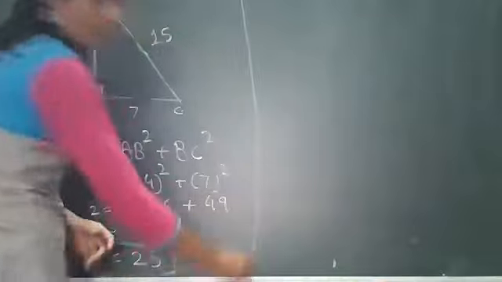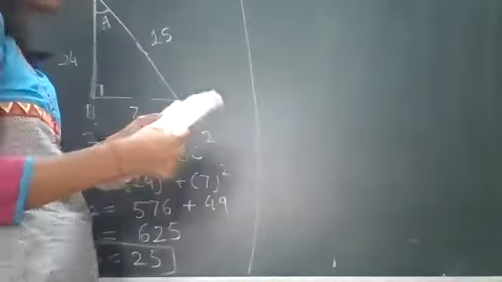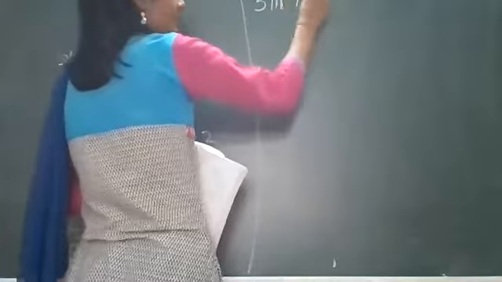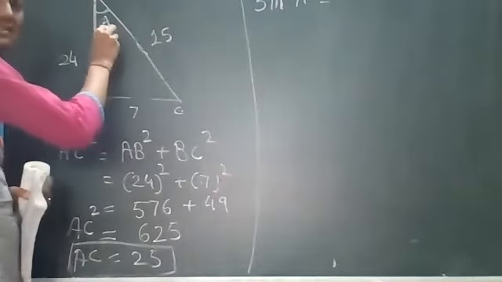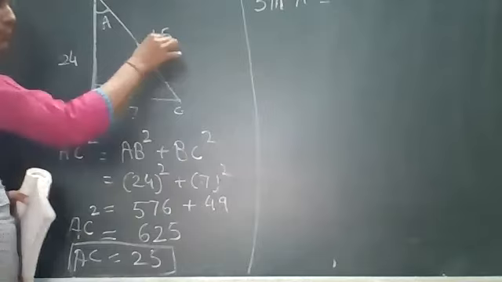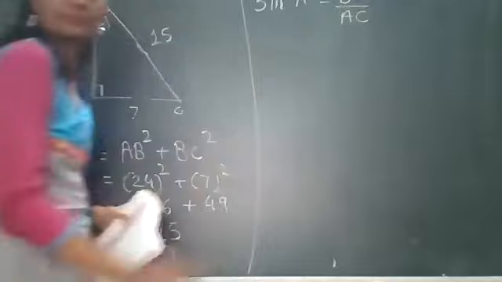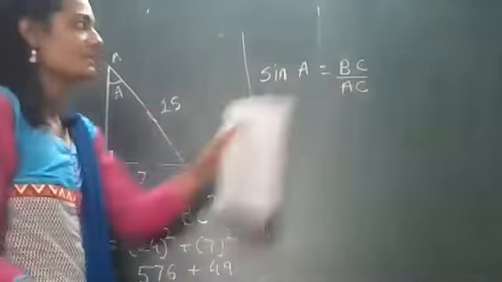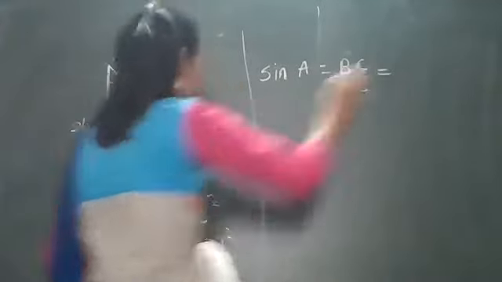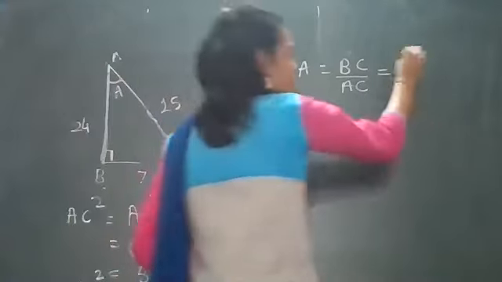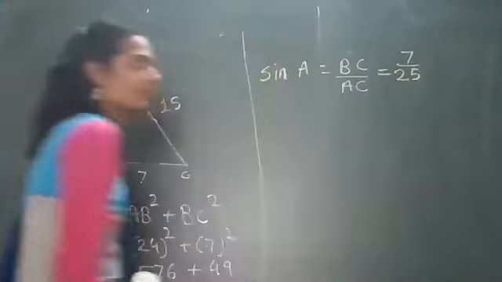Now students, we are looking at our first question. We have to find sin A and cos A. First we write sin A. Sin A is this angle. Sin is opposite upon hypotenuse. So sin A is equal to BC upon AC. BC is equal to 7 and AC is equal to 25. It becomes 7 upon 25. Clear?